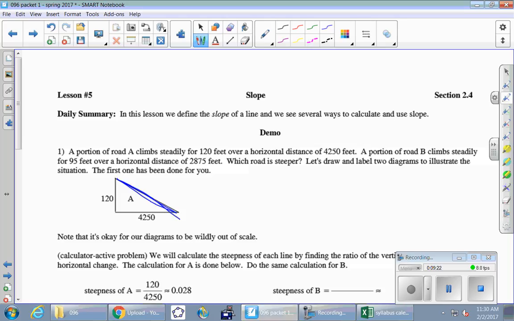Also note that that diagram is wildly out of scale. The bottom part is supposed to be like 40 times the vertical part. It's okay, it doesn't make any difference here. We just wanted like a ballpark sketch. It's fine for it to not be to scale. But let's go ahead and draw the other road over here. So this is going to be B. And we'll just highlight again, the road is the slanted part there. And go ahead and label the 2 numbers for B.